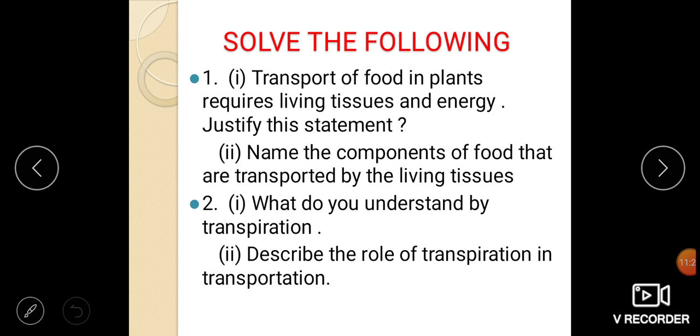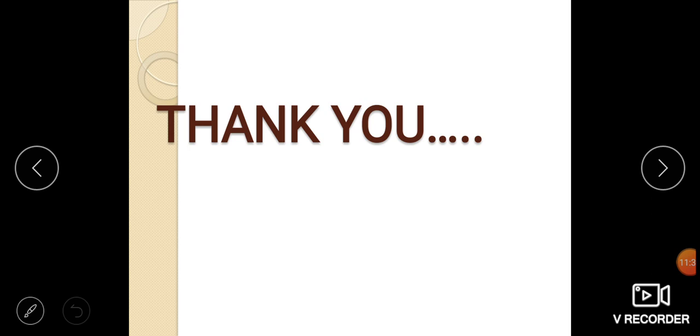Third question is, what do you understand by transpiration? Describe the role of transpiration in transportation. This is all for today.